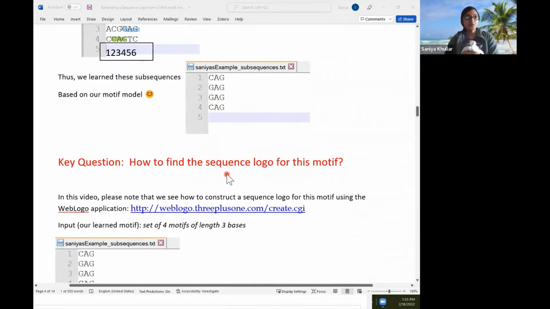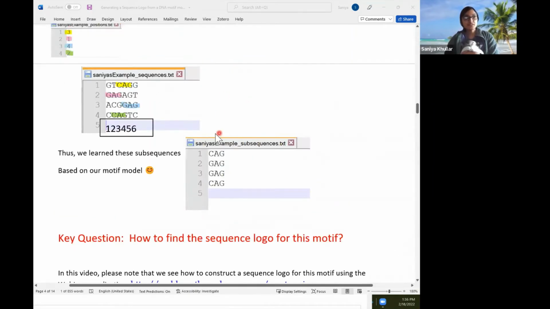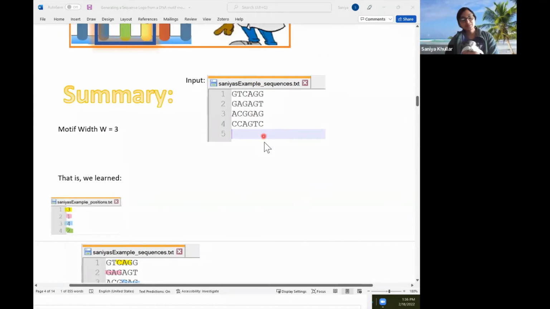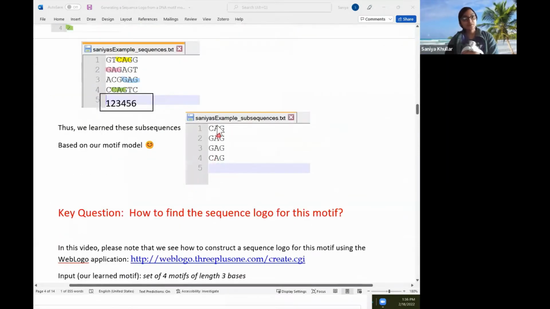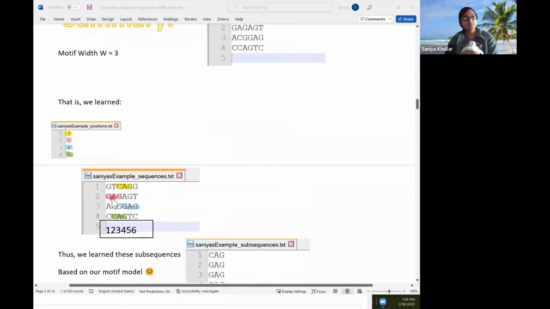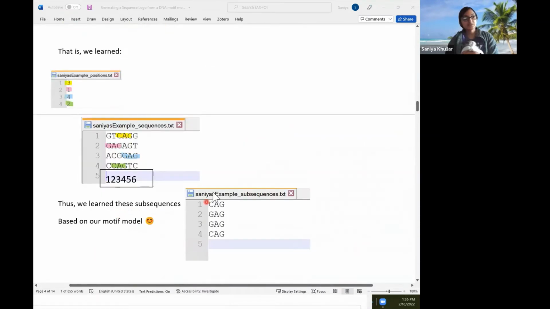So the key question then is, how do we find the sequence logo for this motif? These are the occurrences in the original input sequences. We found CAG, GAG, GAG, and CAG. So how can we learn the sequence logo from this?